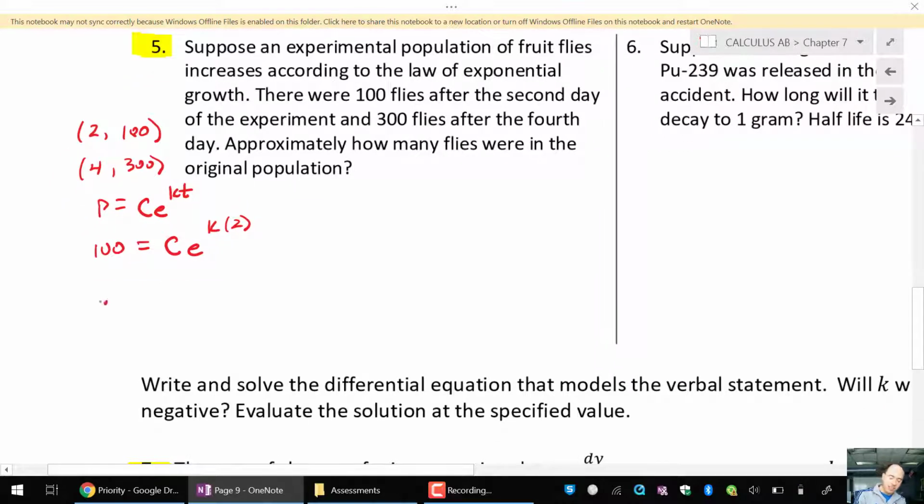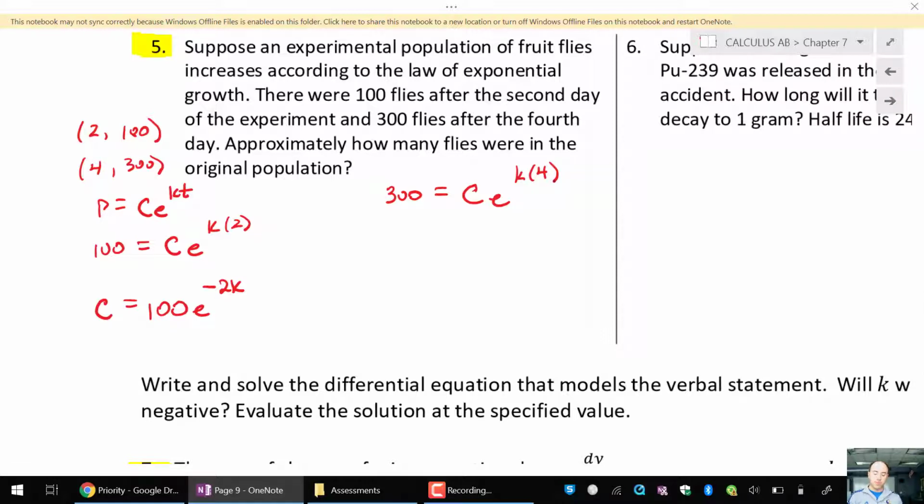Let's solve that for C, actually, and we can write that as 100 times e to the negative 2k. I'll leave that in the parking lot for right now. What about the next parameter here? So we had 4, 300. When the population of fruit flies was 300, then C e to the k times t, that was on day 4. So I can, again, just jump right to the exponential growth equation.